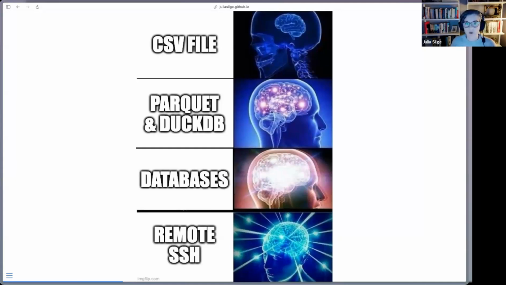So we already talked about what it means to just work with a local CSV file. And so next I'm going to talk about using Parquet files with the DuckDB query engine. Then I'm going to talk about working with databases. And then last, I'm going to talk about remote SSH sessions.